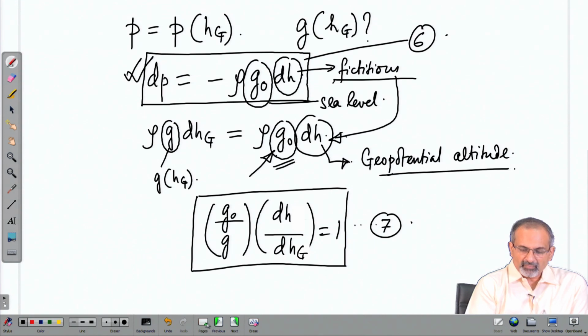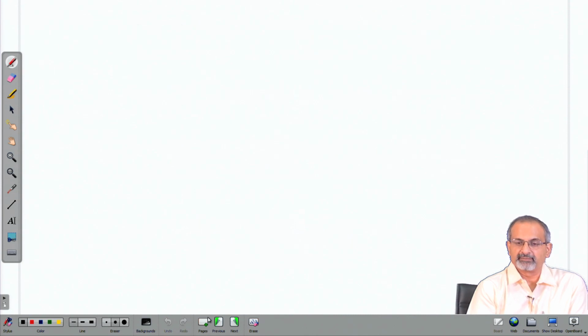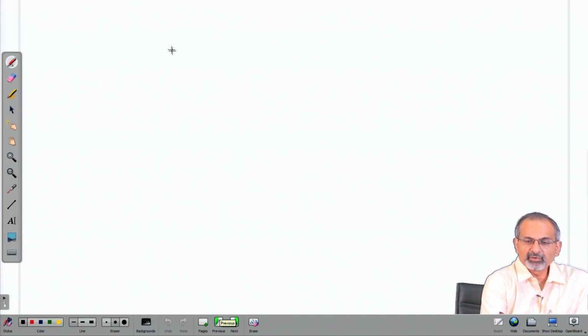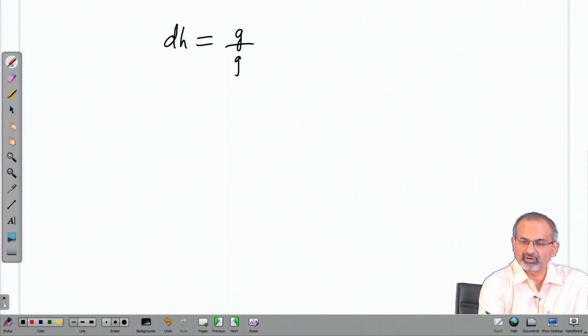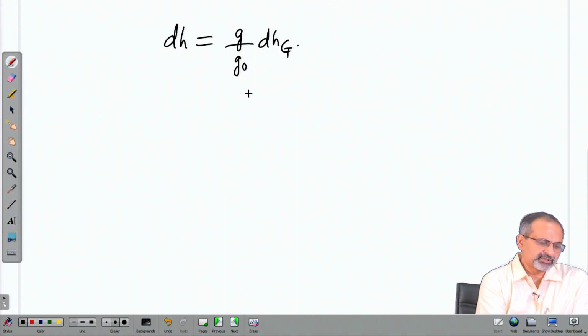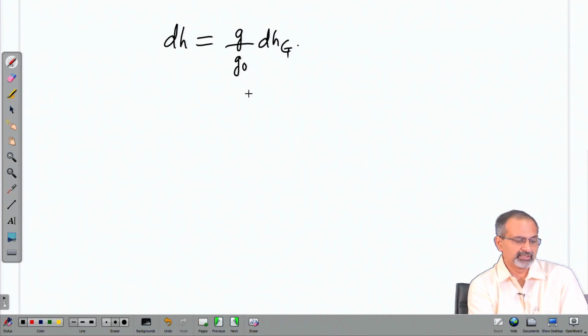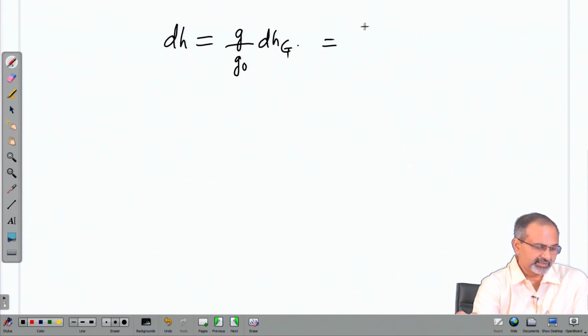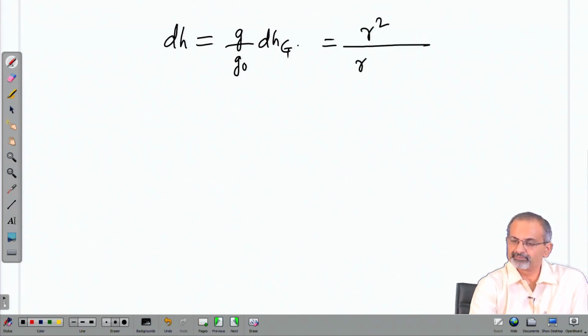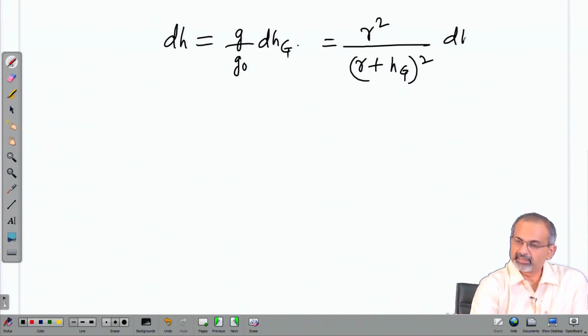So, what have we got now? We have got 3 different altitudes defined, which we set out to do in the beginning. Now, we write that equation 7 like this: dH is g by g naught dHg, and we substitute the expression for g by g naught, which we get from equation 4, into this equation, so that we can rewrite this as r square by (r plus Hg) whole square dHg.